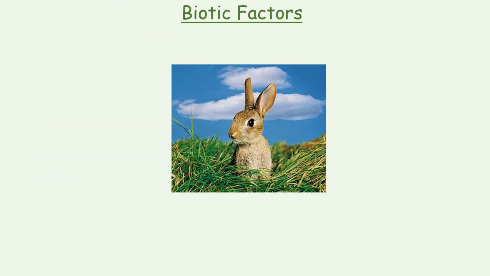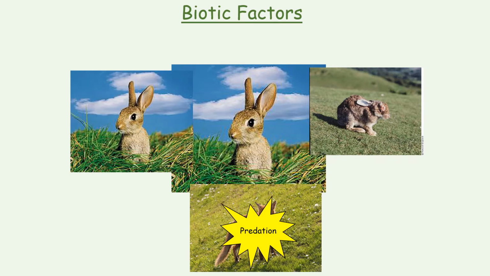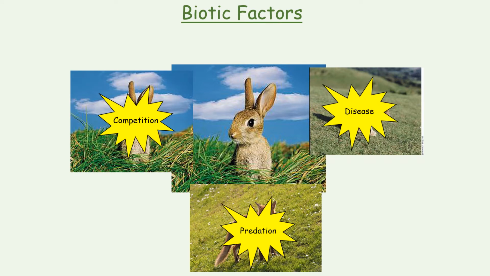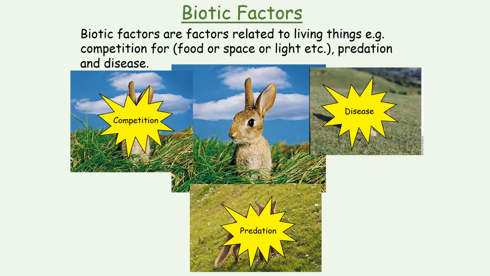Can you remember what the biotic factors are and how they're going to affect this rabbit? So biotic factors could be predation, competition, disease, and grazing. And biotic factors are factors related to living things, e.g. competition for food or space or light, etc., predation and disease. So what do you think is going to happen as this rabbit population increases? Will these factors increase, will they decrease, or will they stay the same? So pause the video and write down what you think would happen.